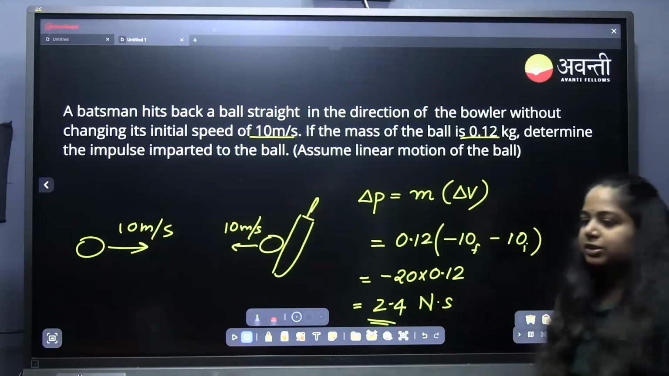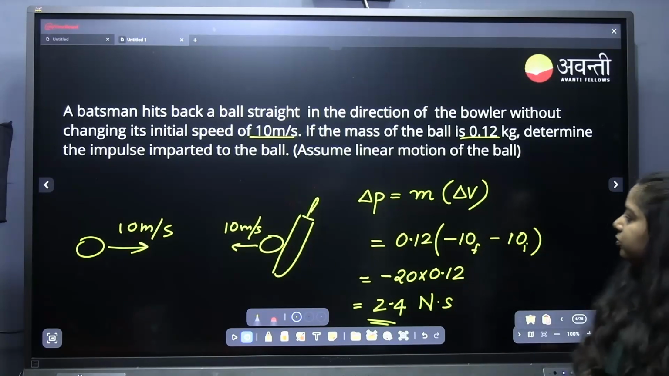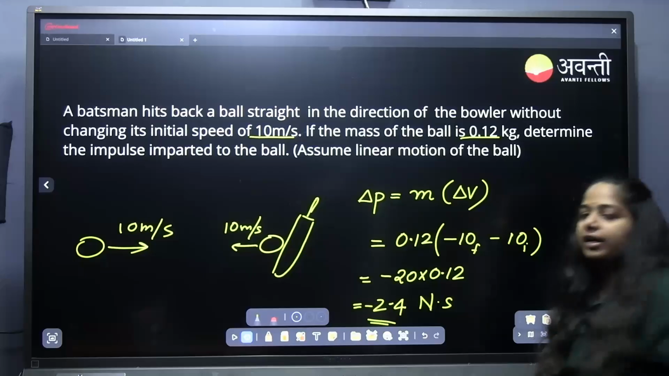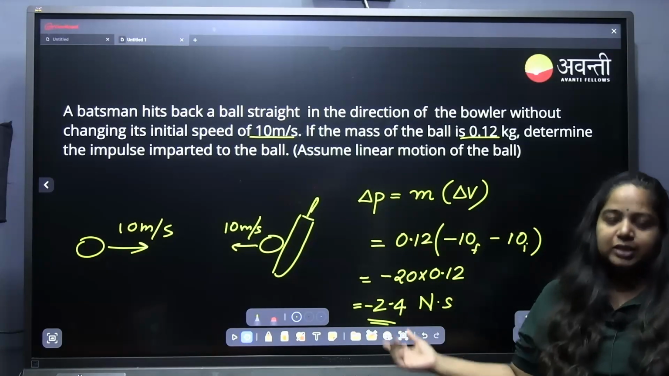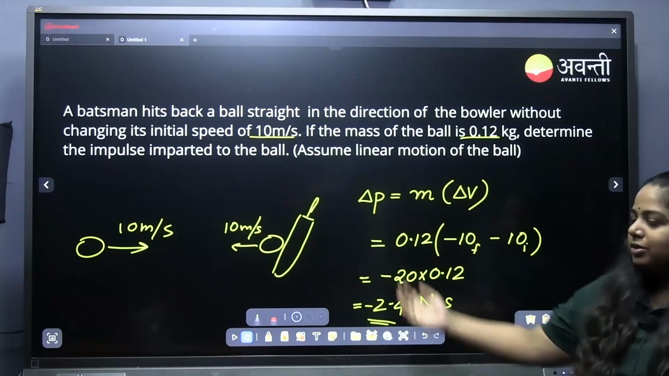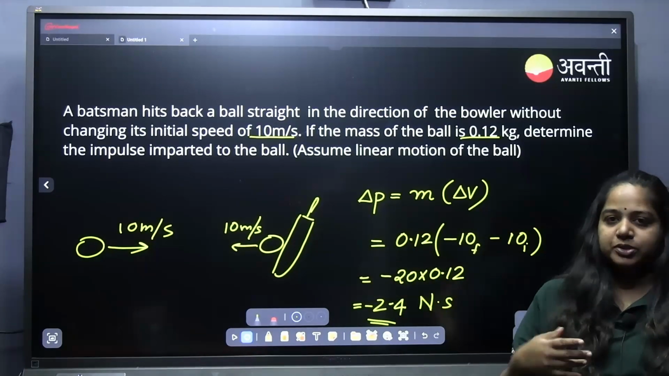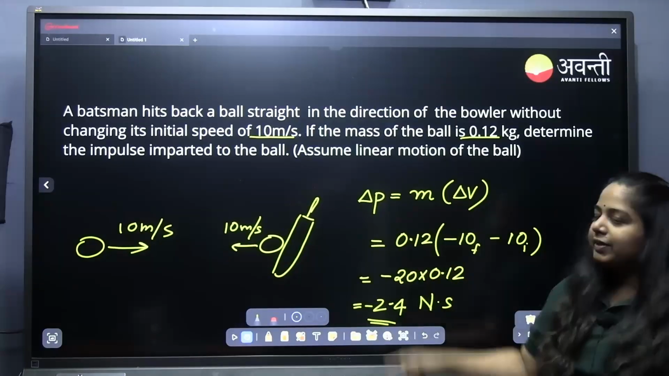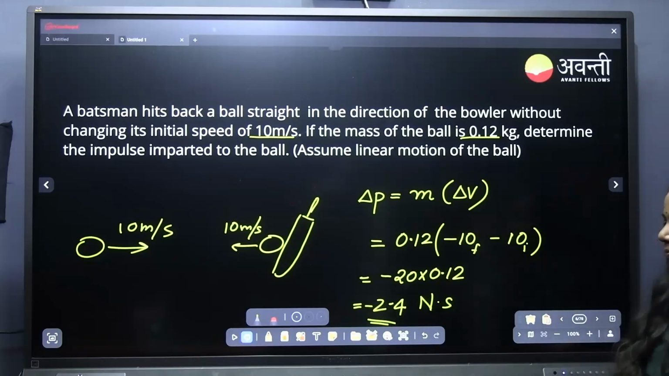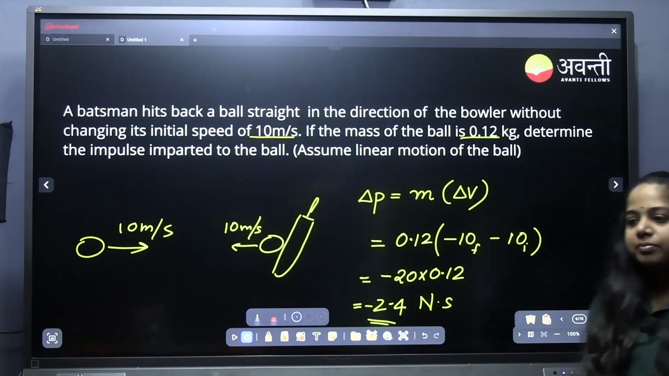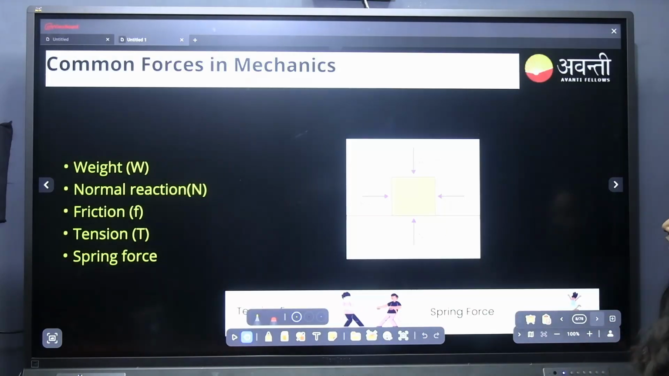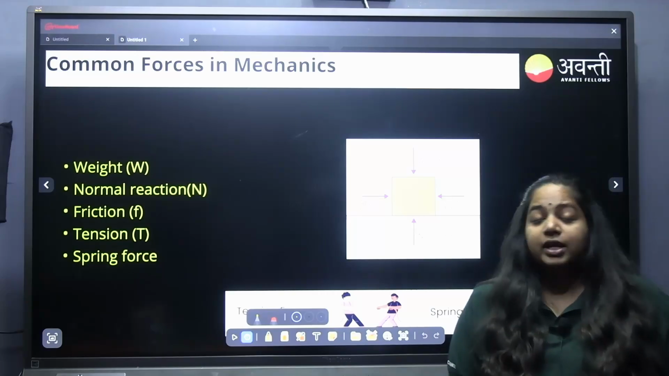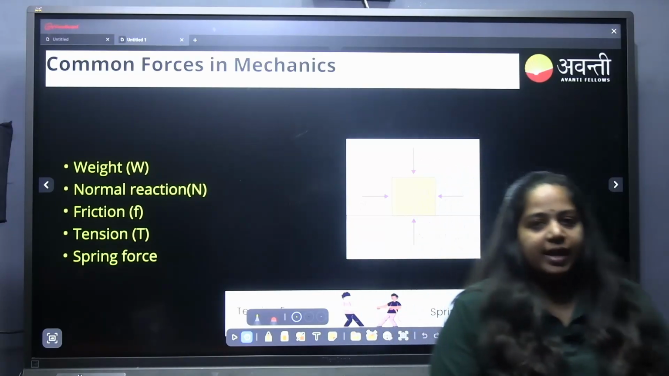I hope everybody understood this. Okay, in this case, a negative sign is there, but you can use the negative sign or not use it. Magnitude is what mostly matters here, because direction and all we are assuming, which side is positive, which side is negative. So the negative sign doesn't really matter. Is there any doubt in this question? I hope not. So we will move to the next one. 2.4 Newton second.